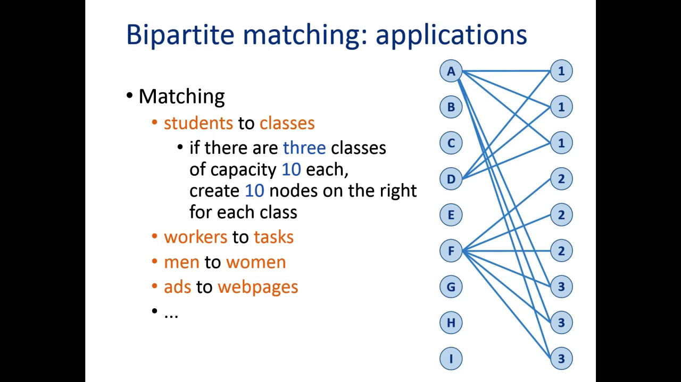Okay, other examples, well, workers to tasks. Imagine a large project where each worker may be able to do a subset of tasks. You want to assign one task to each worker. Well, men to women, so imagine running a dating website, say, and you want to match your customers somehow.